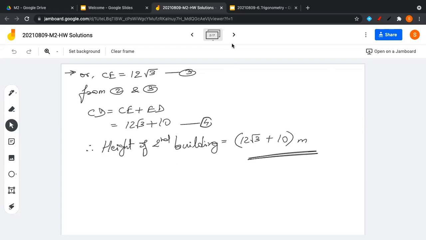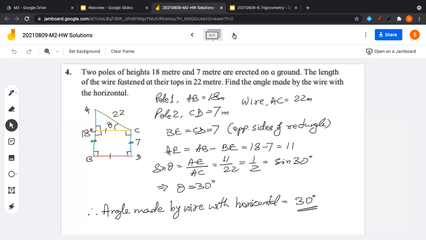Okay, moving on. The second question was the same as the first question only. I mean, question number 4 is the same as question number 3 only. The only difference is now we don't have buildings. We have two poles, khambe.